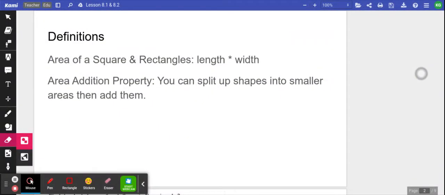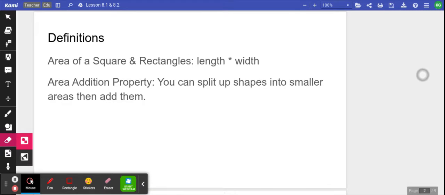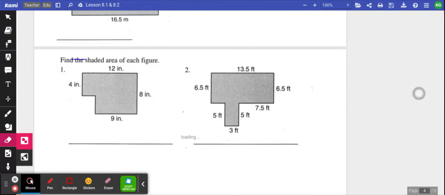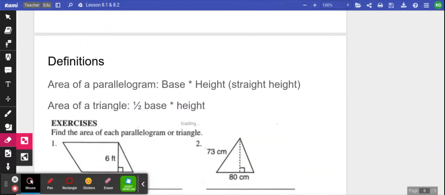So on this clean sheet of paper, I want you to pause and put down the area of a square and a rectangle. Now put down the area of a parallelogram and a triangle.